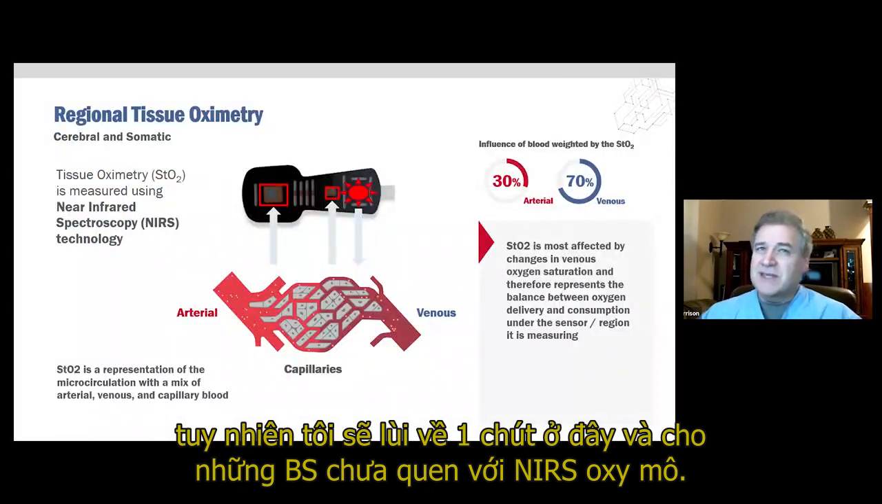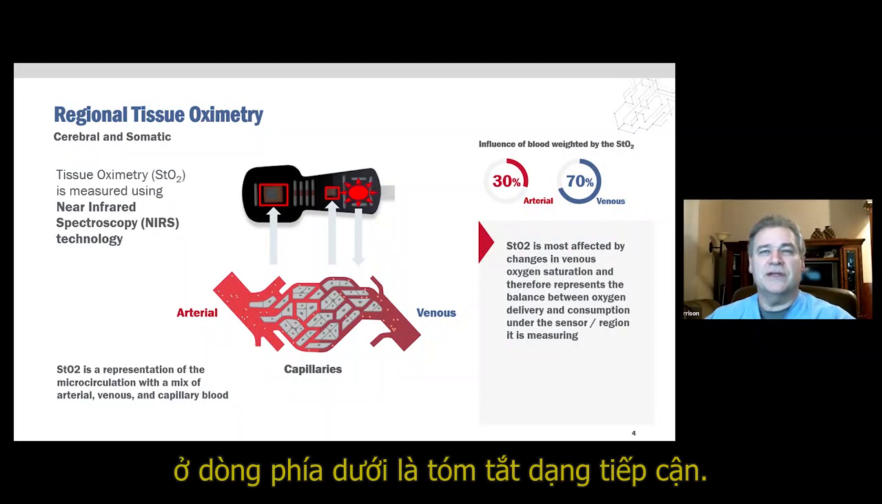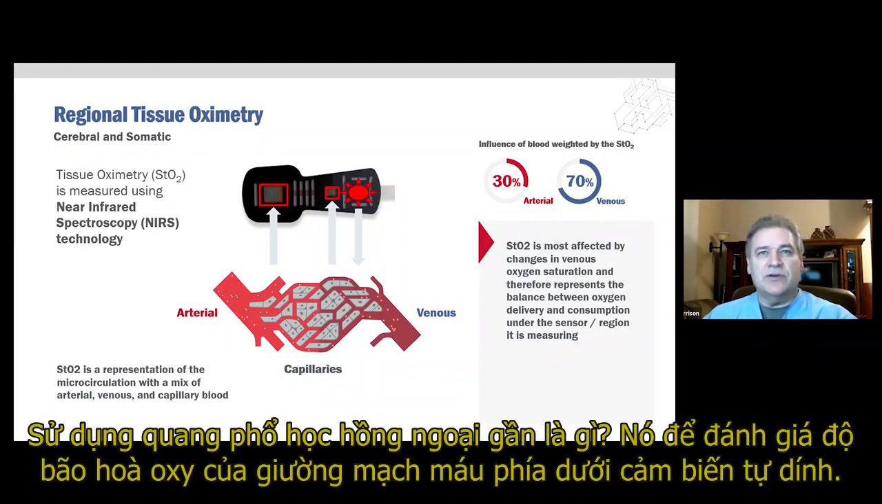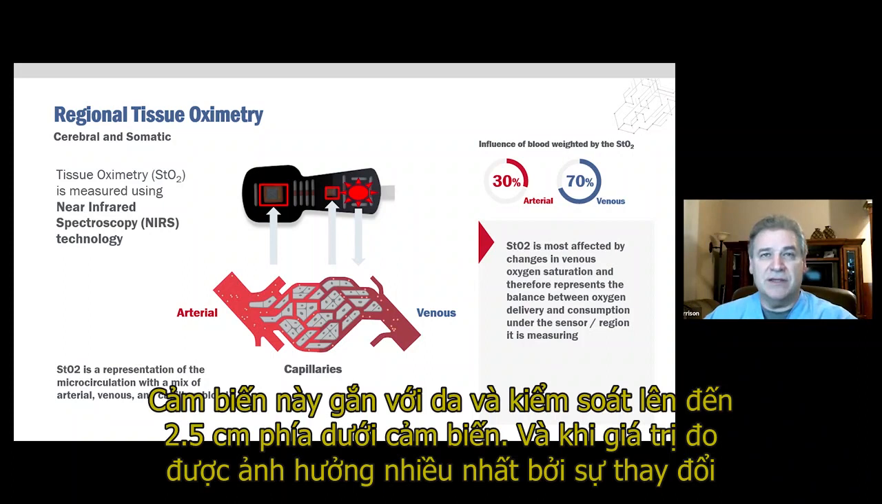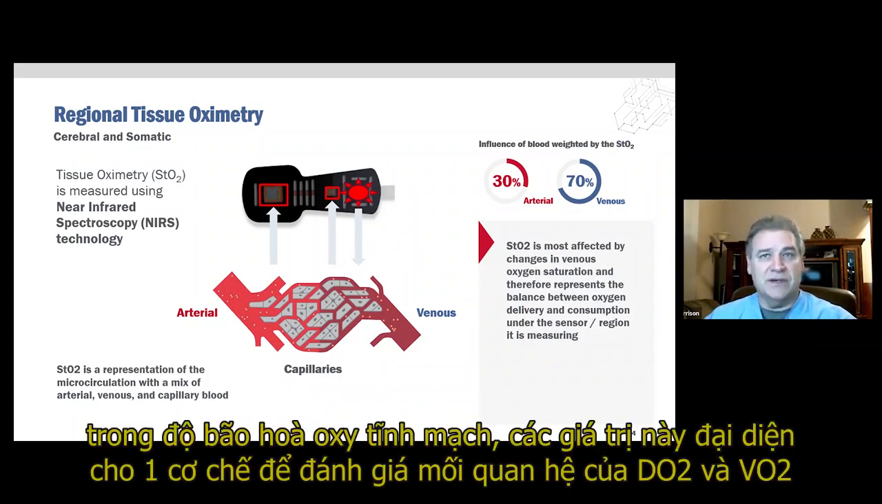However, I'm going to take a slight step back here, and for those who are not familiar at all with NIRS tissue oximetry in general, in a bottom line nutshell type of approach, what it is utilizing near-infrared spectroscopy to assess the oxygen saturation of vascular beds underneath a self-adhesive sensor that is applied to the skin and interrogates up to 2.5 centimeters beneath the sensor. And since the measured values are most affected by changes in the venous oxygen saturations, these values represent a mechanism to evaluate the DO2-VO2 relationship.